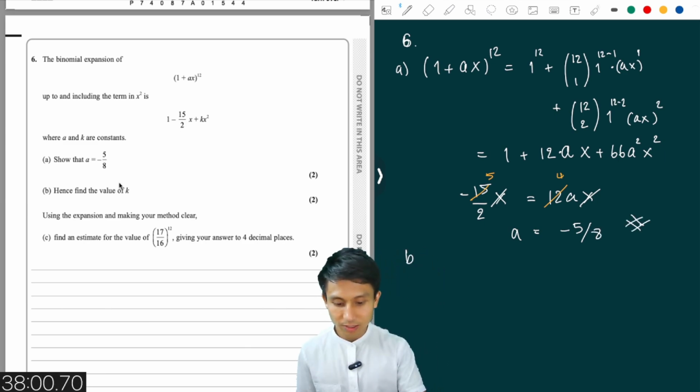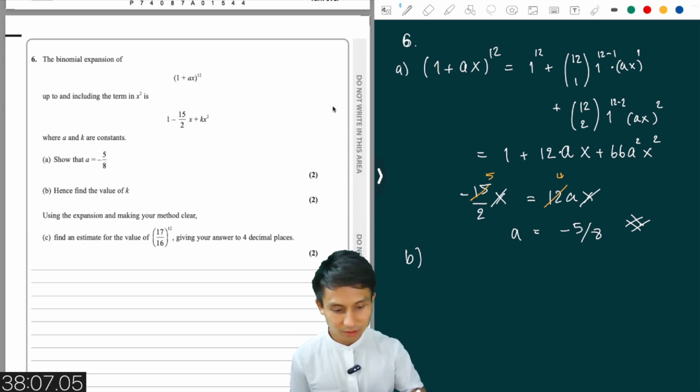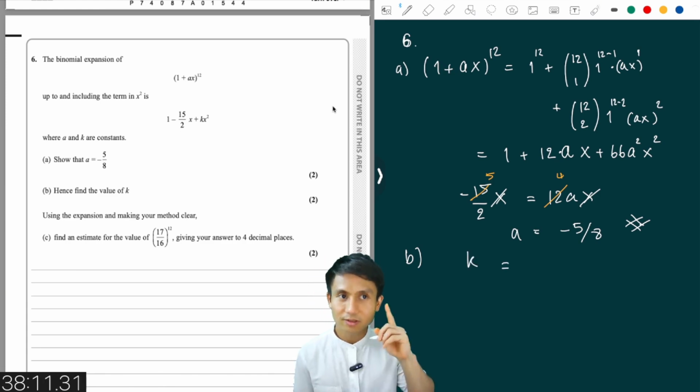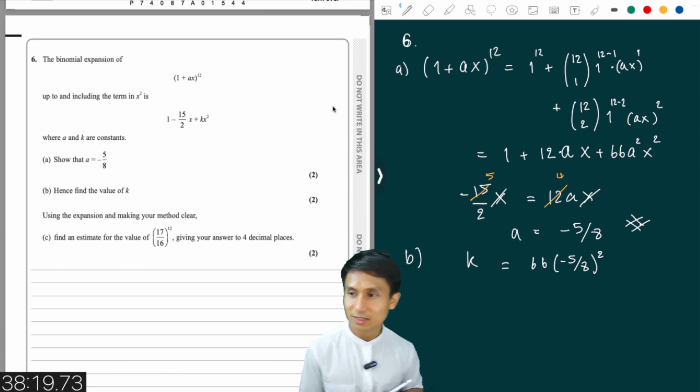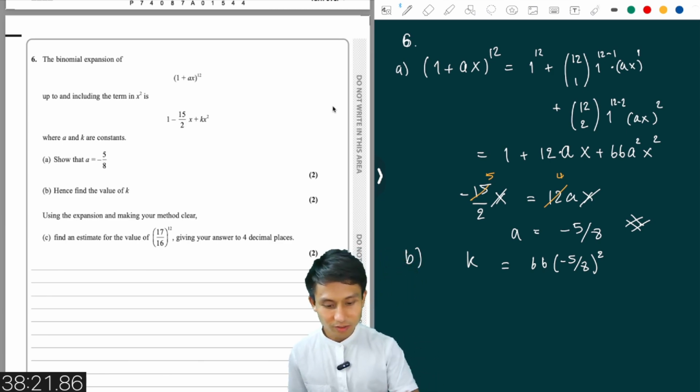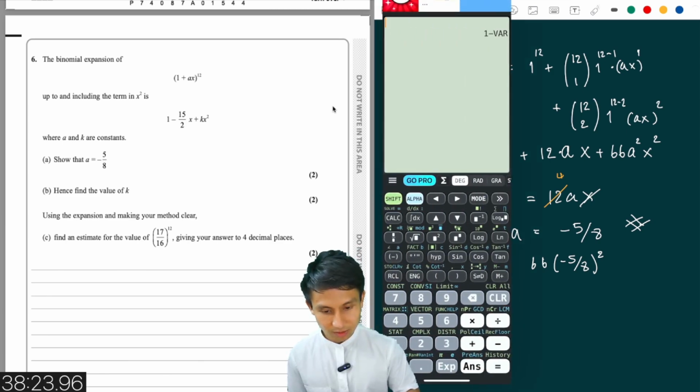All right, so that's part A done. Part B, hence find the value of k. Well, the third term, k, is equal to the coefficient of x squared, which is 66 times a, which is minus 5 over 8, squared, right there. That's easy peasy. Okay, so 66 times 5 over 8 squared like that.